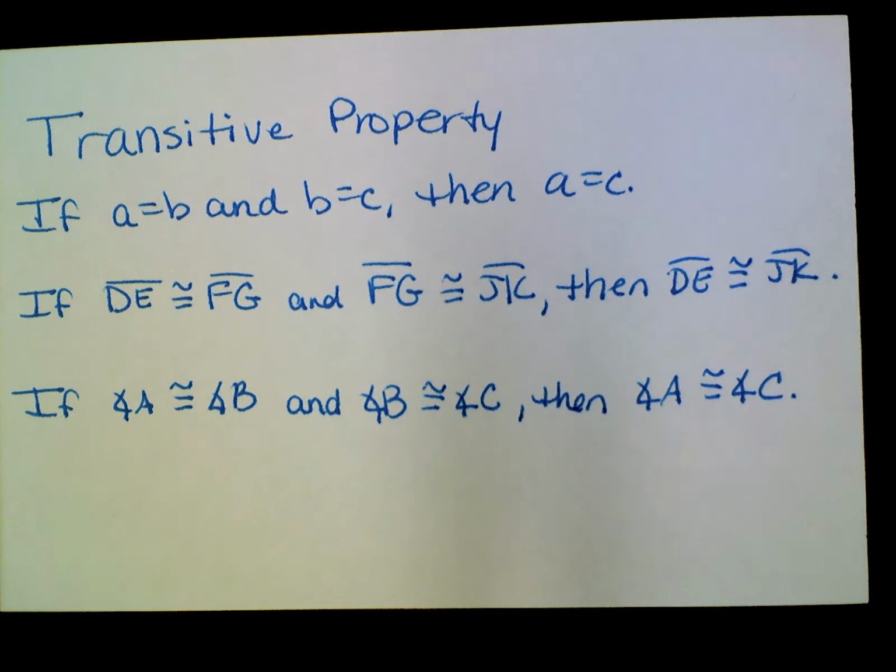An example with segments, if segment DE is congruent to segment FG and segment FG is congruent to segment JK, then segment DE would have to be congruent to segment JK. And with angles, if angle A is congruent to angle B and angle B is congruent to angle C, then angle A is congruent to angle C. These are properties that we can use as we go through geometric proofs.